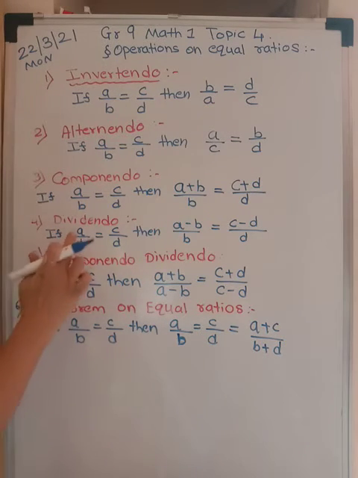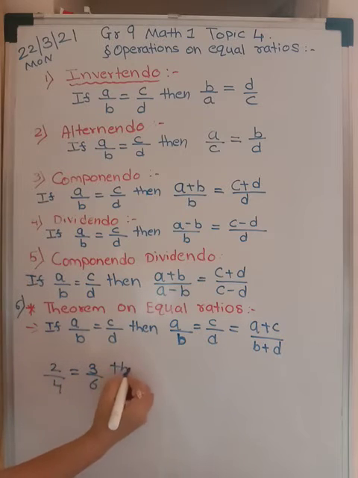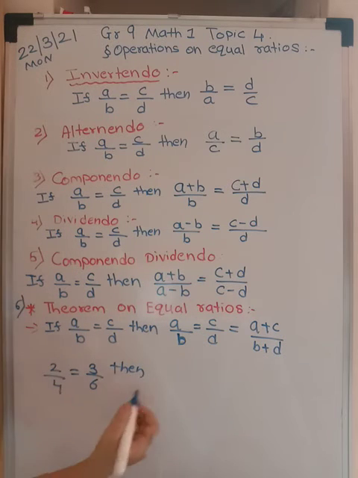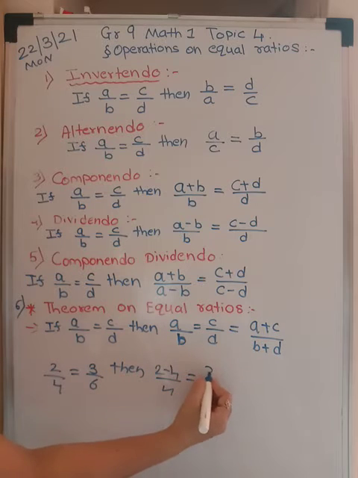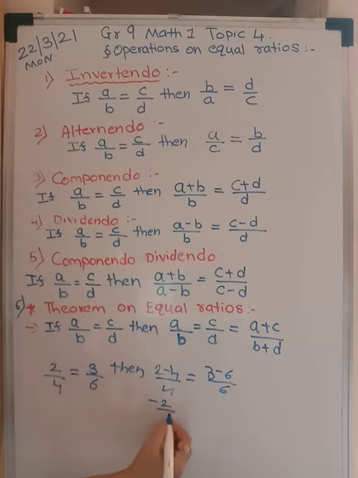What is dividendo? If these two ratios are same, if 2 upon 4 is equal to 3 upon 6, then now addition was there, now subtraction is there. You are subtracting this from this. So it is 2 minus 4 upon 4 should be equal to 3 minus 6 upon 6. Check. This is minus 2 upon 4. This should be equal to, this is minus 3 upon 6.